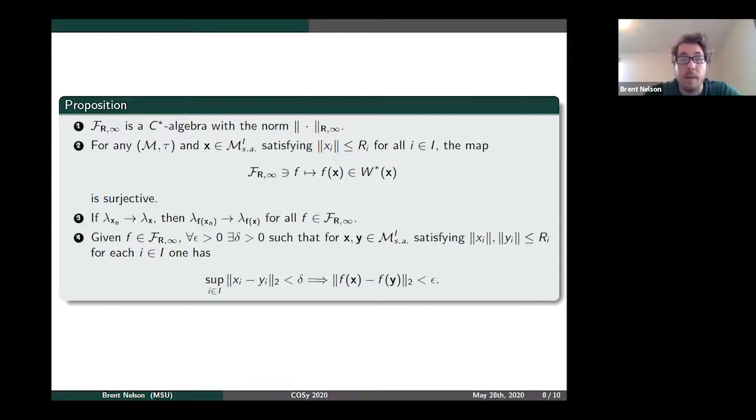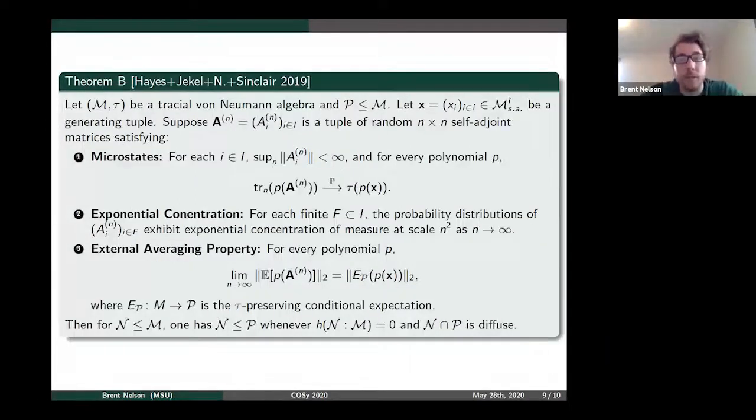All right, so let me remind you about theorem B here. So again, the context is we've got this tracial von Neumann algebra, P is a subalgebra, X is a generating tuple for M, and A_n are these nice random matrices that are approximating the law of the X's. They're acting as microstates. Okay, and then N is going to be a subalgebra, which we'll assume to have one bounded entropy equal to 0 in the presence of M, and diffuse intersection with P.